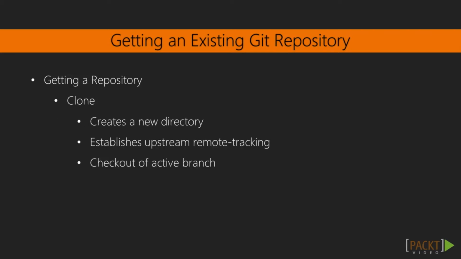Use clone when you want to establish your own copy of an existing Git repository. This command creates a new directory using the repository name, establishes the upstream remote tracking to keep you in sync with the source, and then checks out the active branch, which is usually master.